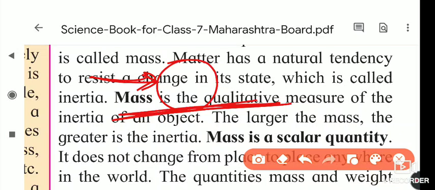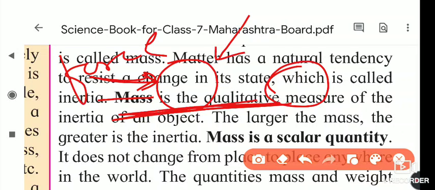If I apply force on it, what happens? It moves from here to here. If I apply force from this side, it will go to the other side. So as long as I am not applying any kind of force on this stone, it tries to remain in its original place, and that tendency is called inertia. It is a simple definition. Understood what I told you? So matter, suppose this stone, has its own natural tendency to resist, to remain at its state, and that tendency is called inertia.